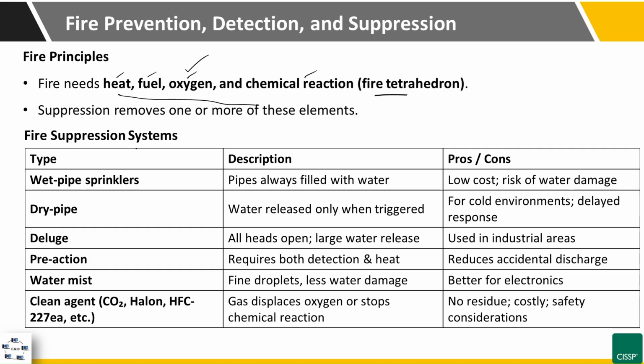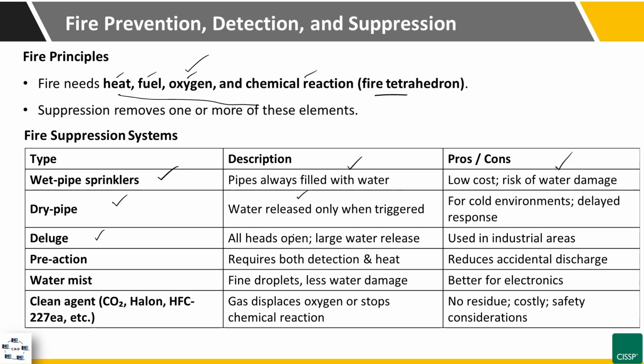So fire suppression system types, descriptions, and pros and cons. The wet pipe sprinklers: the pipes are always filled with water in this type of suppression system, and the pros are that they are low cost, and the cons are that they have the risk of water damage. Dry pipe fire suppression systems release water only when triggered, and are for colder environments, and a con is that they have a delayed response as compared to wet pipe sprinklers.